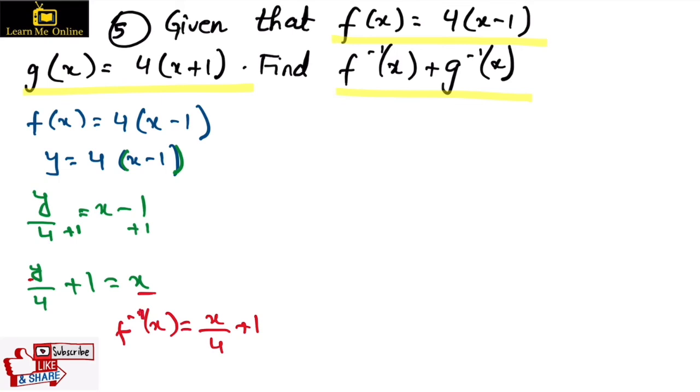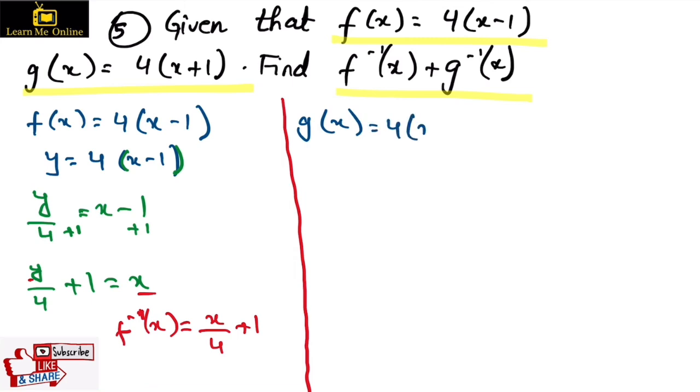Now we're going to do the g inverse of x. So we are finding now how to find out the g inverse of x. So I'm going to start by writing down g of x function, which is 4 bracket x plus 1. We do the first step to change g of x in terms of y. So y equals 4 times x plus 1 in the bracket. The next step is making x the subject. So you'll be having y over 4 equals x plus 1.